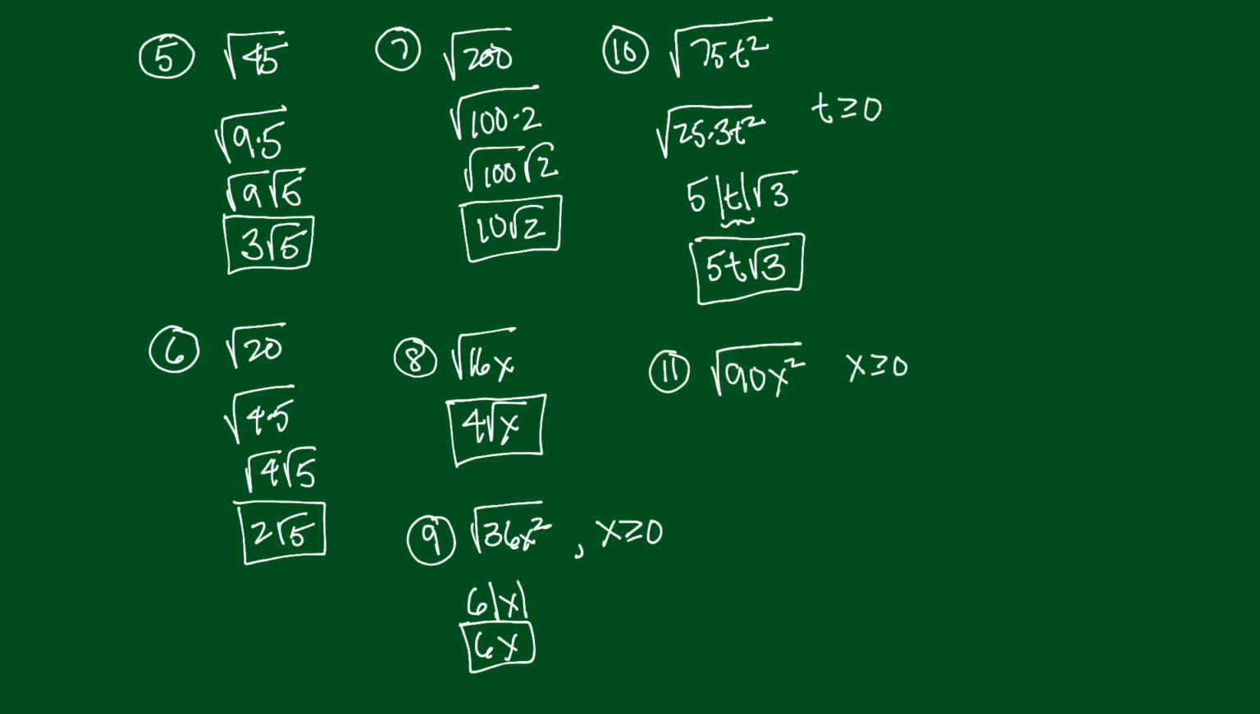All right, that 90 I can write like this. Let's see, I can break that into 9 times 10 because I know the square root of 9, x squared. Square root of 9 is 3. The square root of x squared is the absolute value of x. And I'm left with the square root of 10. But because x is positive, the absolute value of a positive number is that number itself. I just get 3x square root of 10.